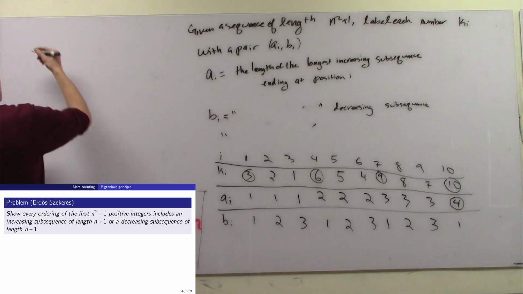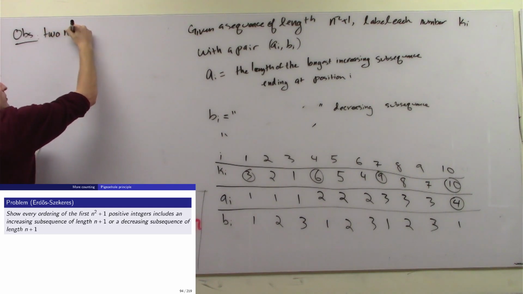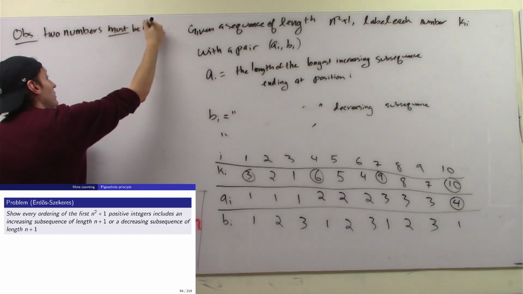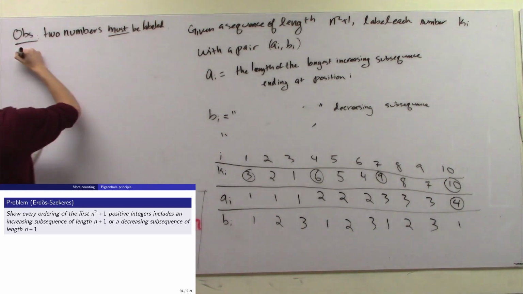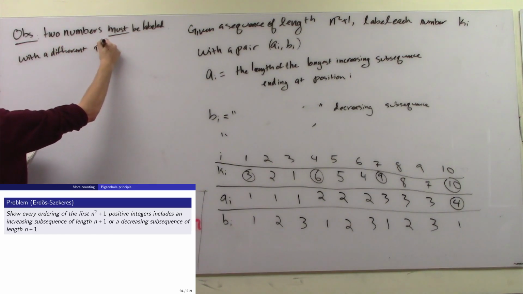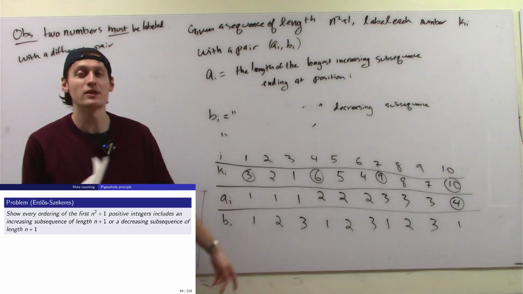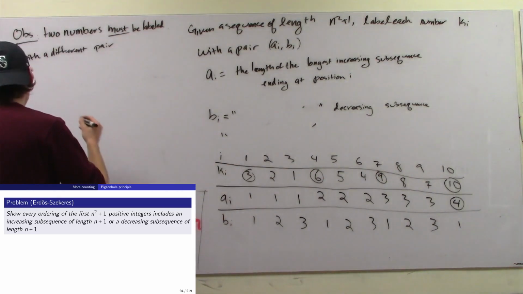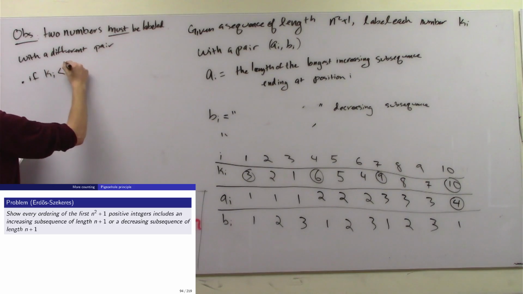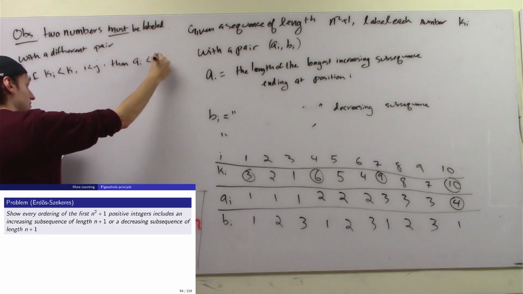Okay. So the observation will be: two numbers must be labeled with a different pair. So two of my k sub i have to have different a sub i, b sub i pairs. They can agree in one of the two positions, but they have to be different in two positions. The idea is, if k sub i is less than k sub j for i less than j, then a sub i is less than a sub j.